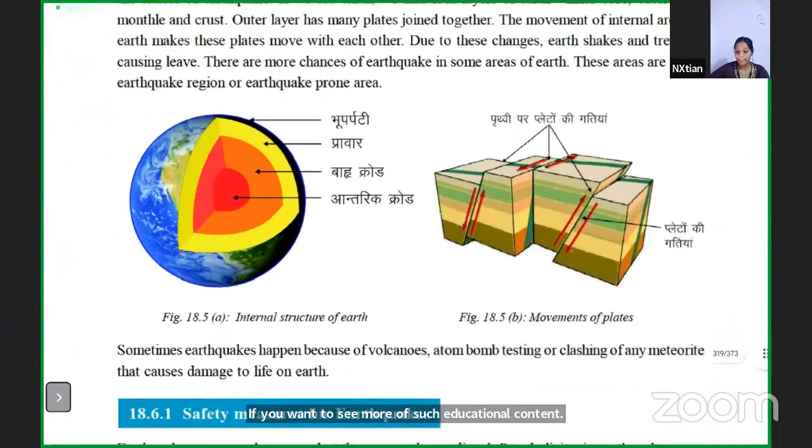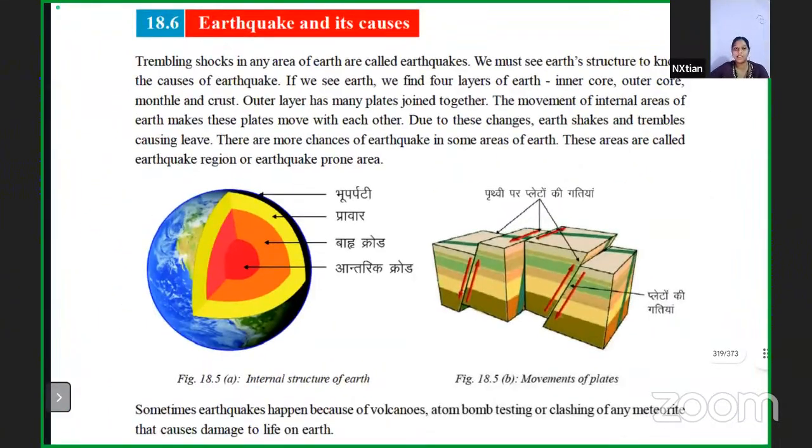Okay, so I hope it's clear how earthquakes are caused, how the waves are released, and how energy is released. Hope it's clear to you. There are three types of waves, but that much depth is not there in your course.